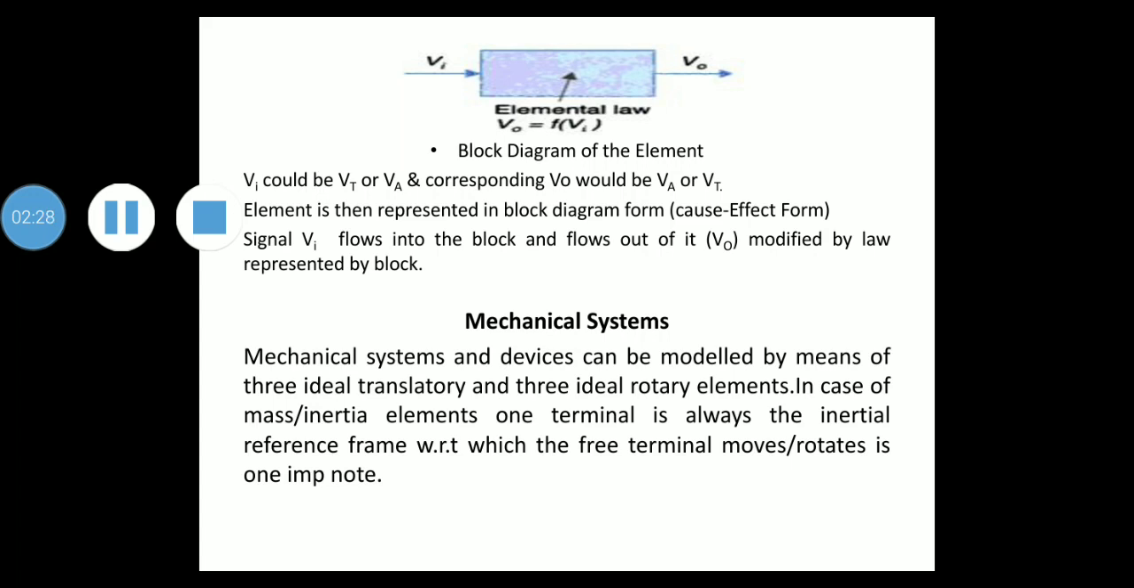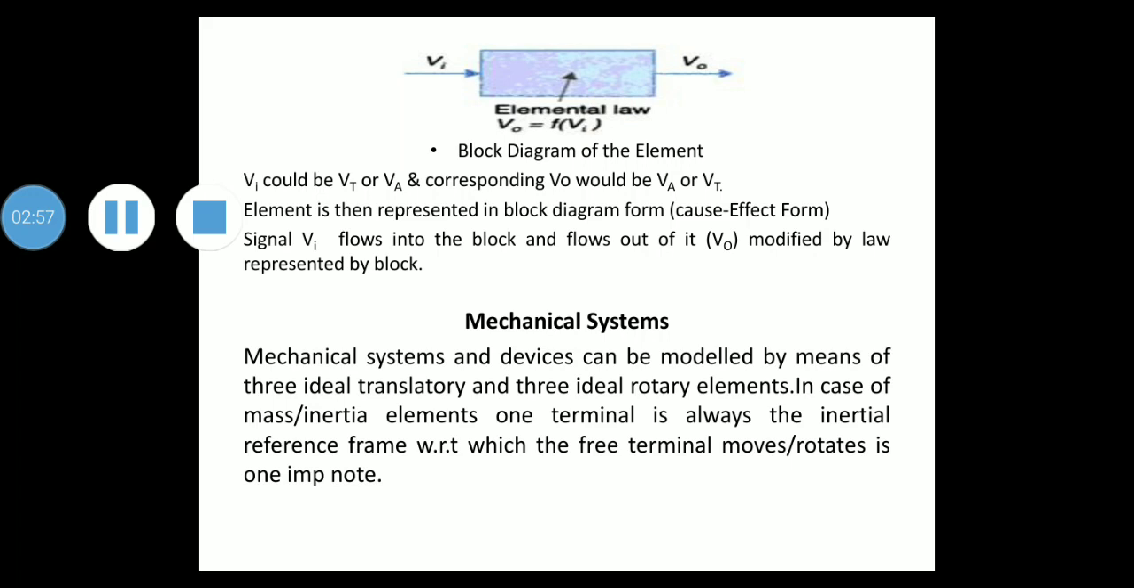Then this element is represented in block diagram form, which is called cause-effect form, which has been shown here, wherein the signal Vi flows into the block and V0 flows out of the block, modified by the law represented by the block. Here it has been represented as the elemental law.